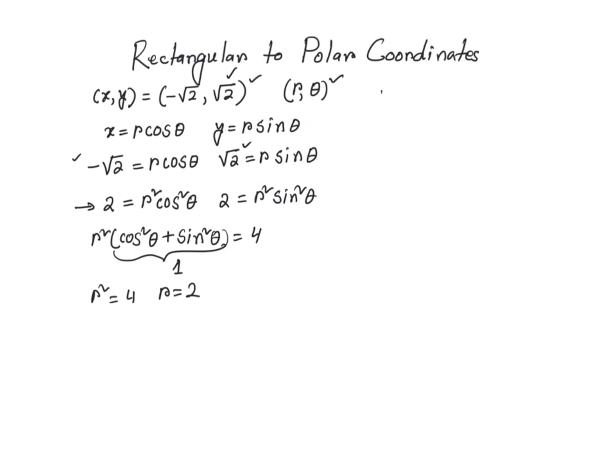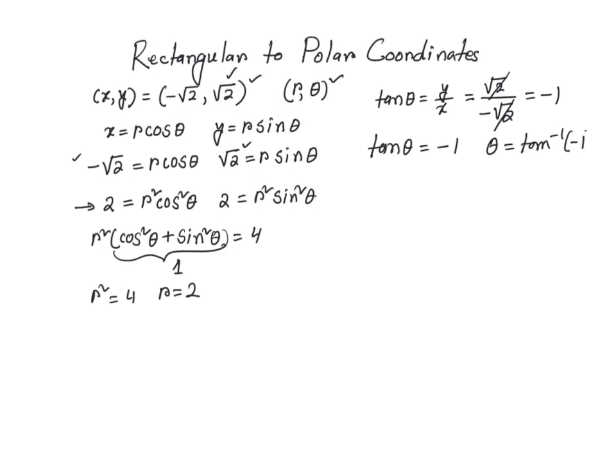We know that tangent of theta is equal to y over x. My y is square root of 2 and my x is negative square root of 2. That gives me negative 1, because square root of 2 and square root of 2 are going to cancel out. So tangent of theta is equal to negative 1, or theta is equal to tangent inverse of negative 1.